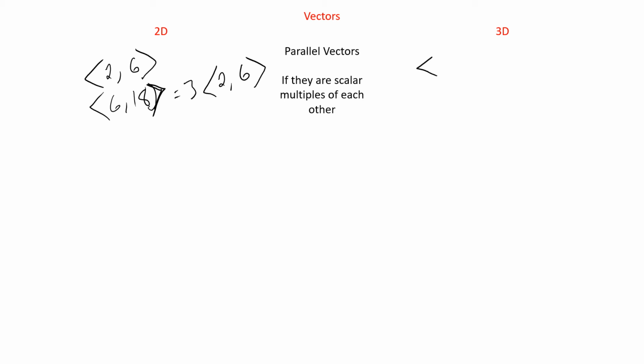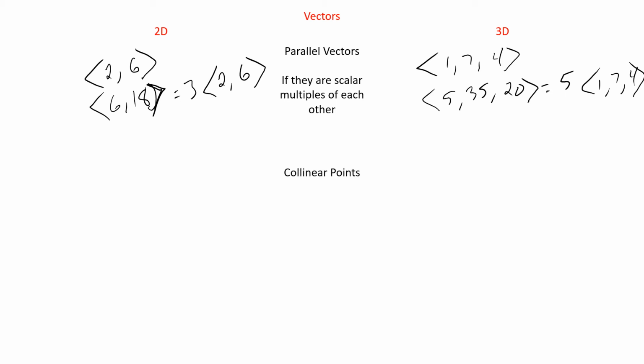So if we have 1, 7, 4, and we have, I won't make it too complicated here, let's go 5, 35, 20. Hey, this is just going to be 5 times 1, 7, 4. So these two would be parallel. Again, if you can factor that out, they're parallel. If you can't, then they are not parallel. It has to work for all of the pieces of it.